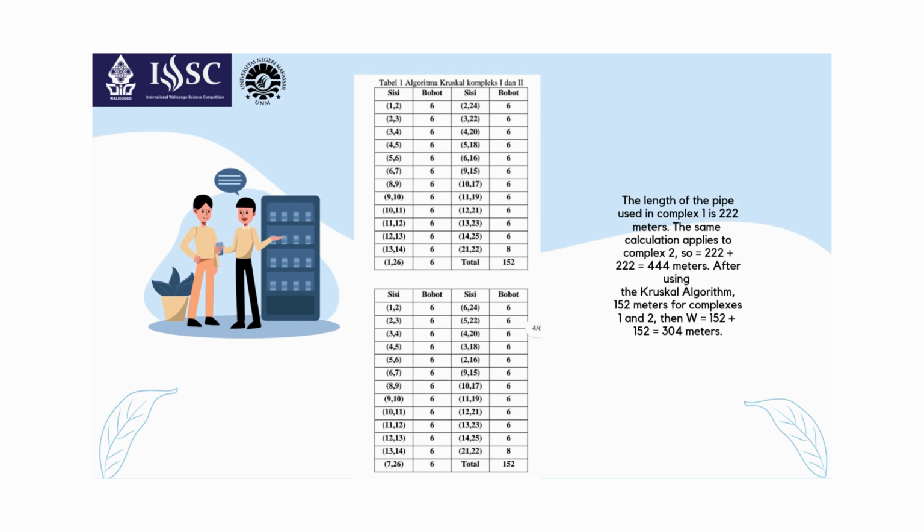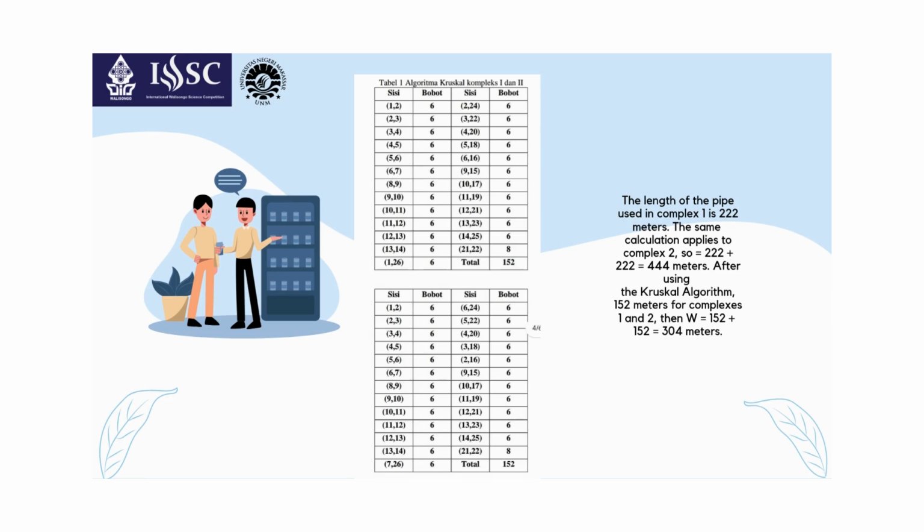The length of the pipe used in complex 1 is 222 meters. The same calculation applies to complex 2, which is 40 and 44 meters. After using the classical algorithm, it is 152 meters for complexes 1 and 2, then 304 meters. So the results obtained are a more optimal use of pipe along with minimum spanning trees.